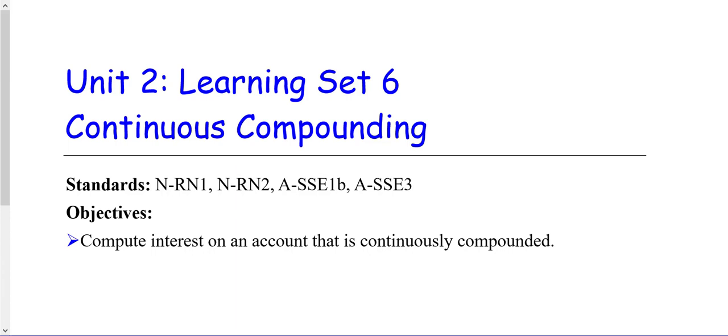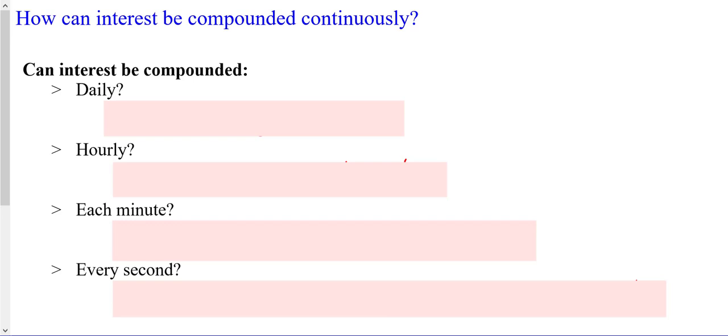In Unit 2, Learning Set 6, we're going to learn about continuous compounding interest. This is when you compute interest on an account that is compounded continuously. So before we start on the formula, think about how can interest be compounded continuously?